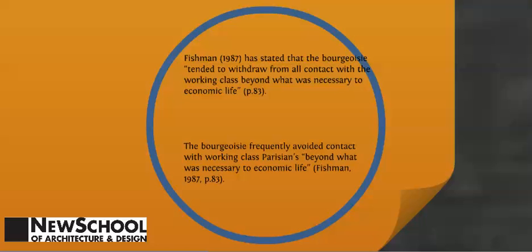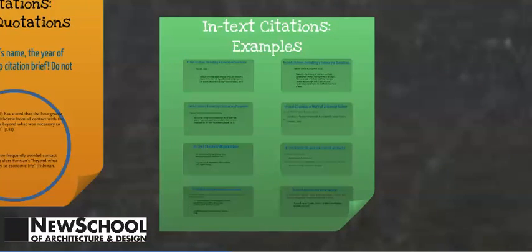Sentence 2: The bourgeoisie frequently avoided contact with working-class Parisians beyond what was necessary to economic life (Fishman, 1987, page 83). As long as the author's name, date, and when appropriate, page number are included somewhere in the text, enough information is provided to direct your reader to the resource. You do not need to repeat the information. How the citation is included depends on your own writing style. Let's look at some more examples.